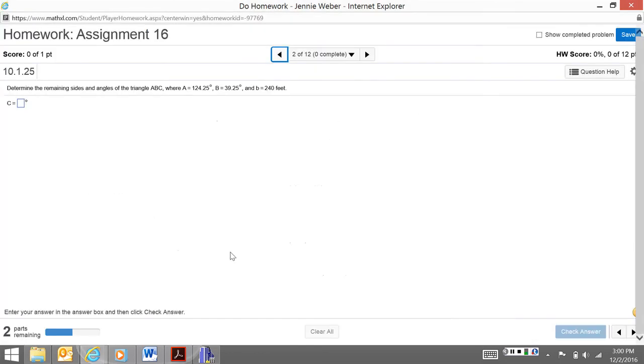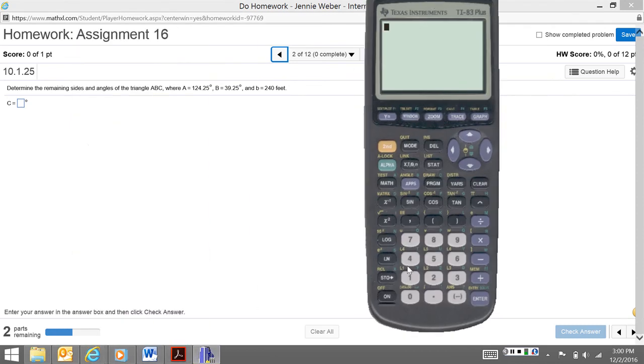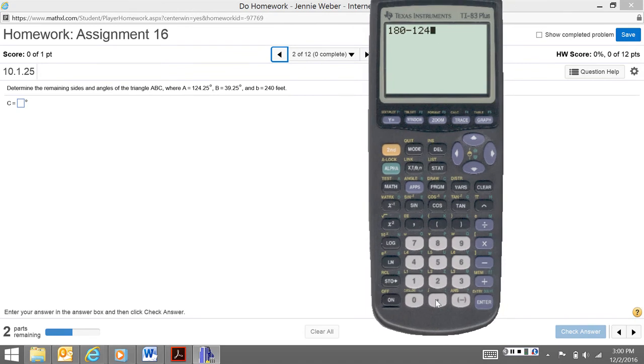So when I look to set this up, first of all, I already know what angle C is, right? There's only 180 degrees in a triangle. So 180 minus the 2 I know, 124.25 minus 39.25, which means the last angle has to be 16.5.